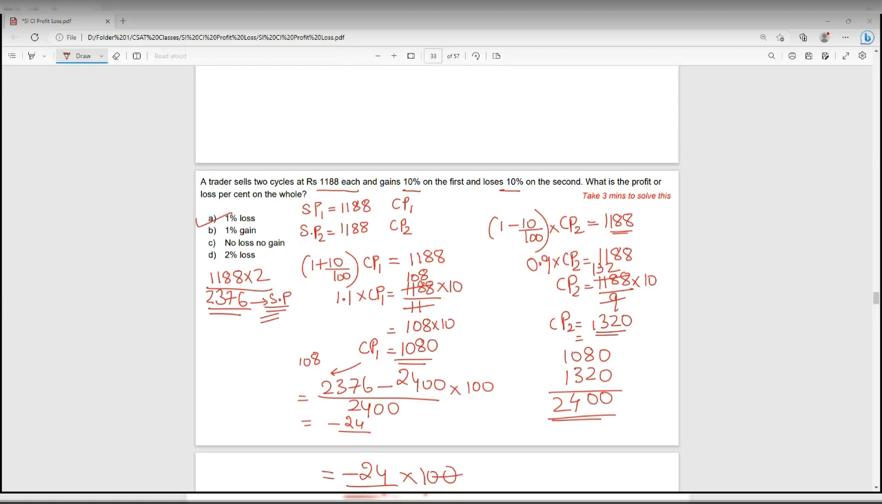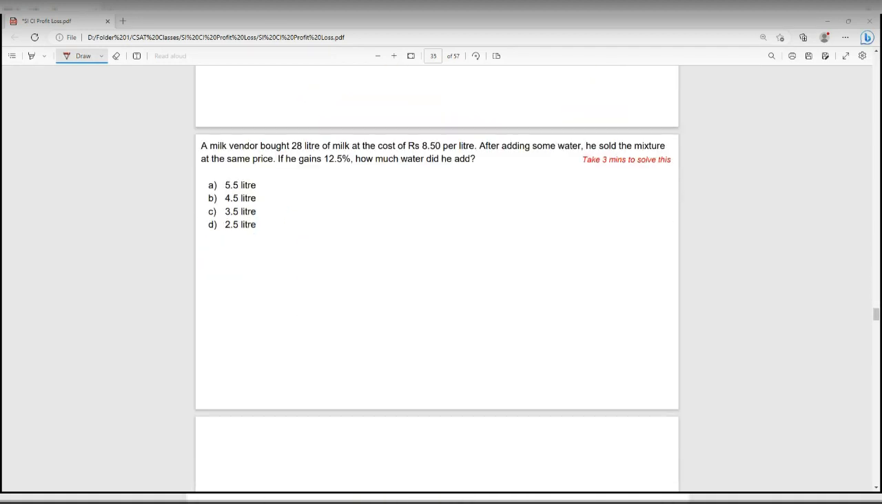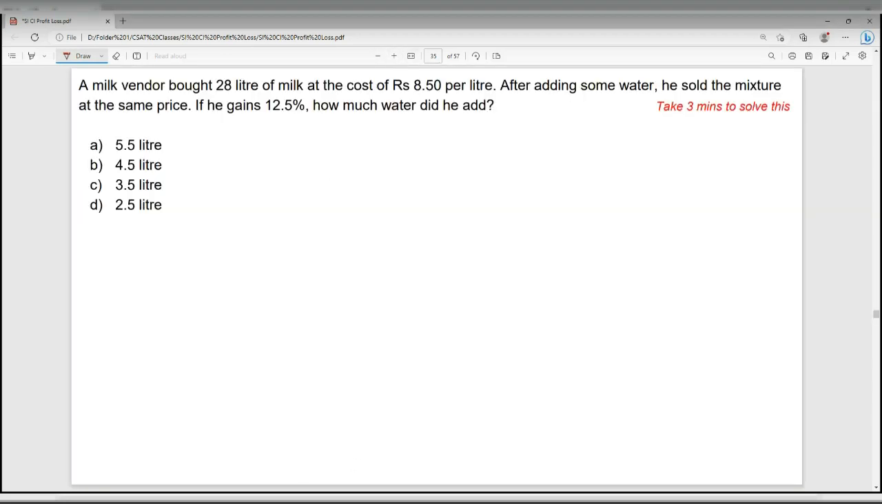If you have no doubts, we'll move to the next question then. This will be the last question of the day. So take 3 minutes to solve this. So we'll see how to go about this question.